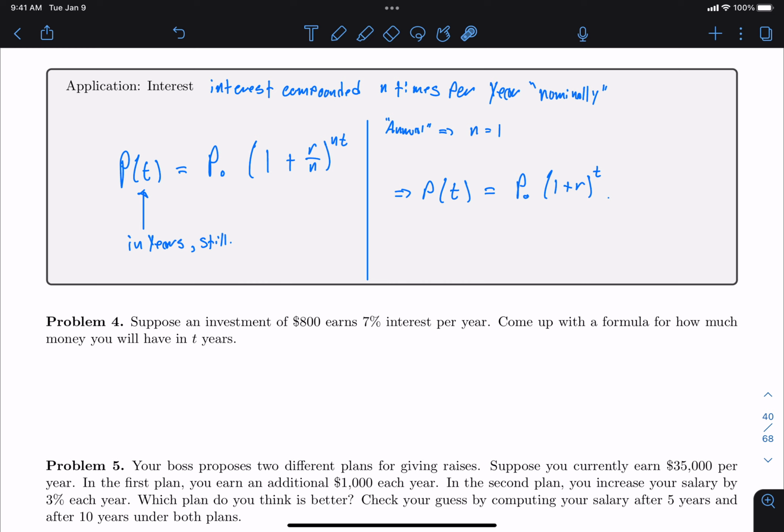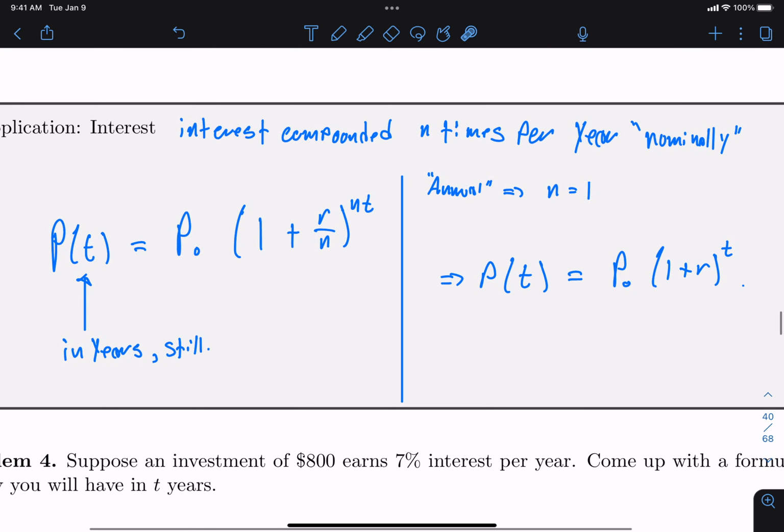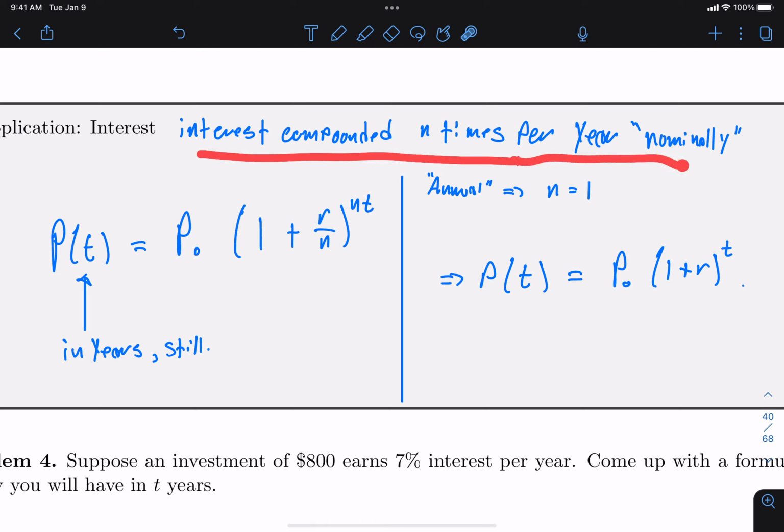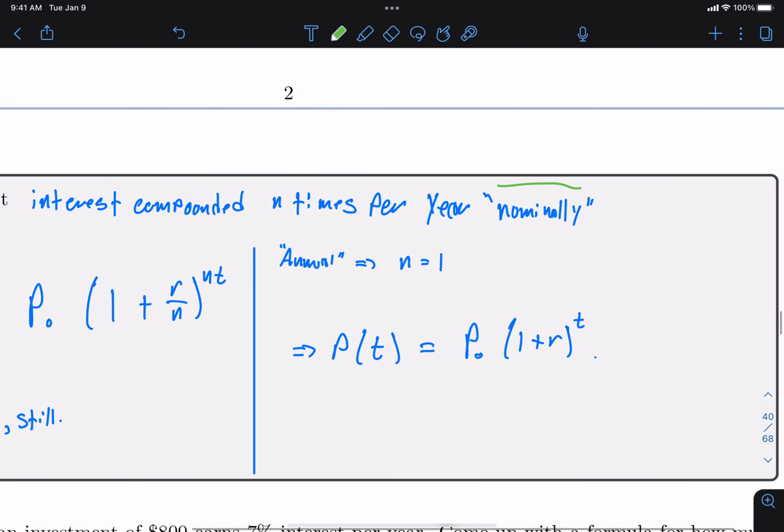You're not going to get 5% every month. You're going to get an amount per month, which makes this roughly 5% per year. But it's actually going to be a little bit more or a little bit less. I always forget which one. So nominal interest rates are kind of tricky. So what do we have to do with nominal interest rates? Well, we say that the interest is compounded n times per year nominally, okay? Which you can think of the word nominally as meaning in name only.